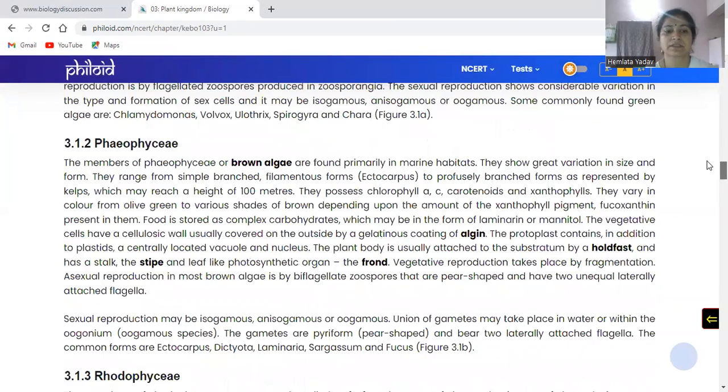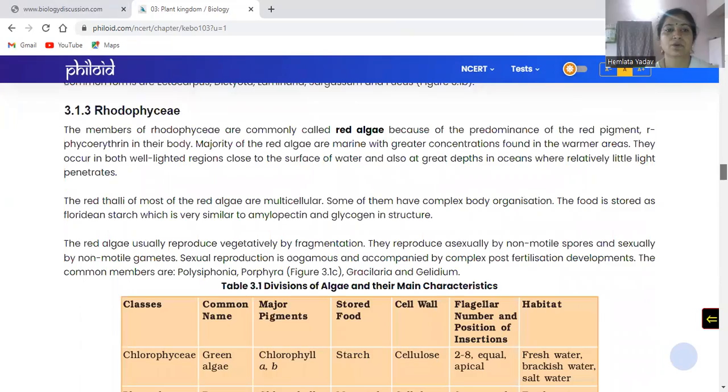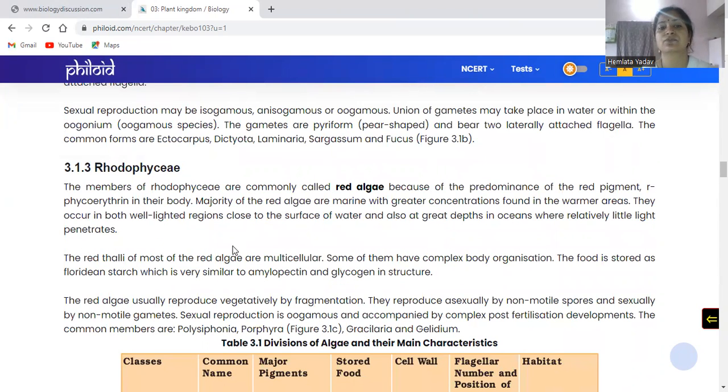Now we are talking about the Rhodophyceae. The members of Rhodophyceae are more commonly called red algae because of the predominance of red pigment. So in the previous 2 we have discussed, one was having main pigment as green chlorophyll and it was called green algae. In brown algae the main pigment was fucoxanthin, which is brown in color, that is why it is called brown algae. Rhodophyceae are called red algae because they have a red pigment as the main pigment. And which red pigment is there? Phycoerythrin. Phycoerythrin is present in their body.